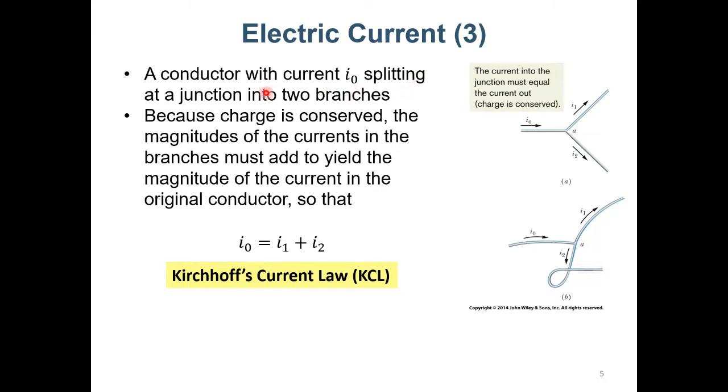And for this one, a conductor with a current I0 on this path, splitting at the junction into two branches, like this way and this way. So it will satisfy I0 equals I1 plus I2, which means the total current flowing into a node will equal the total current flowing out of the node, which is known as Kirchhoff's current law, KCL. It is not the KCL in chemistry class, not the potassium chloride. It is Kirchhoff's current law, KCL.